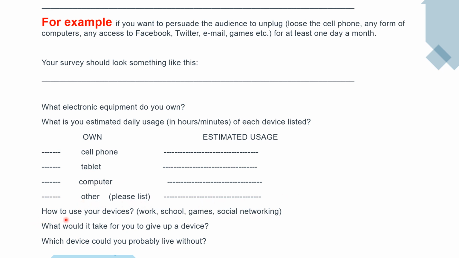And then the next question, how do you use your devices? Work, school, games, social networking. Now again, these can be just a simple check off in a survey creator. Or you can add an other down there where they can type in something. What would it take for you to give up the device? That's a very quick type in answer. And then what device could you probably live without? Again, a quick type in answer. You can even make that a check off if you wanted to.